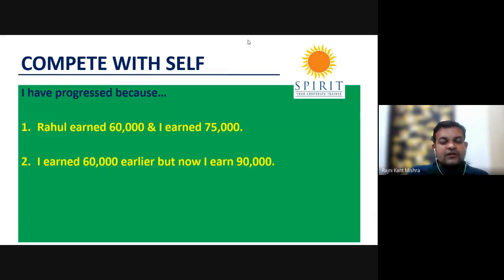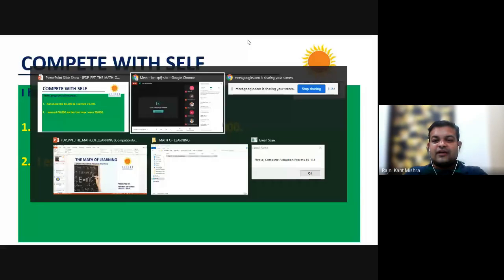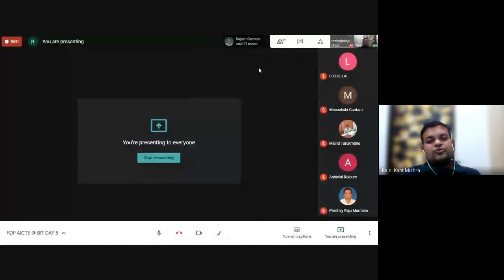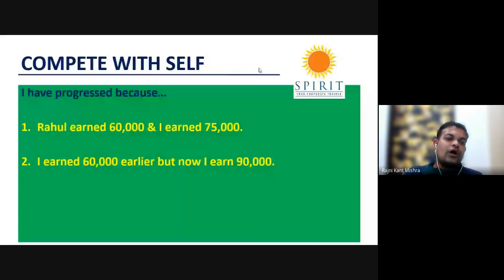For progressing, I should have a report of my own, wherein I should be able to see, check and understand how much I have progressed, right? And to understand that, I can compete only with myself.